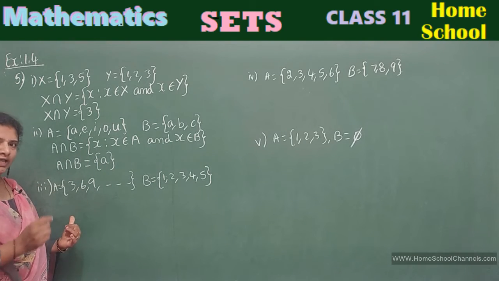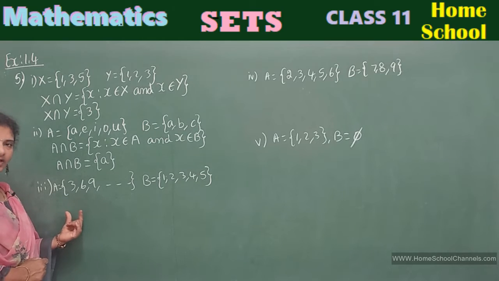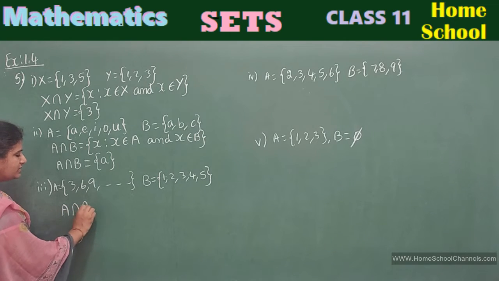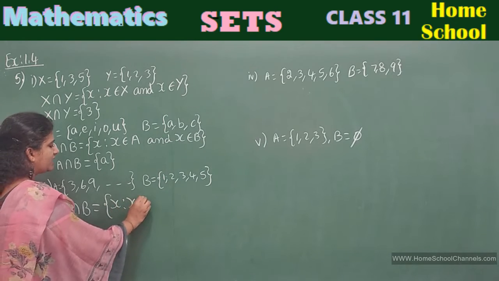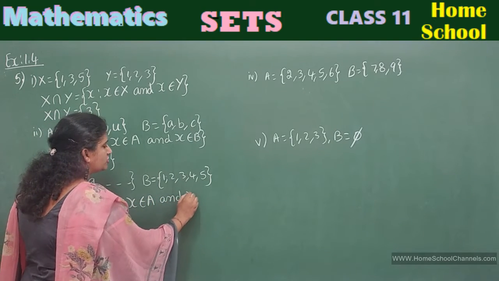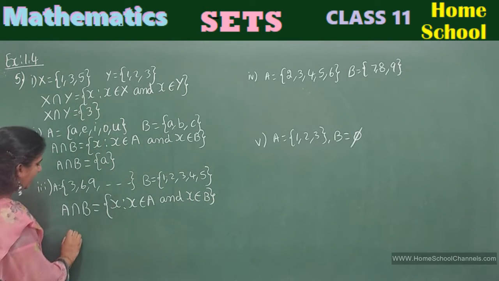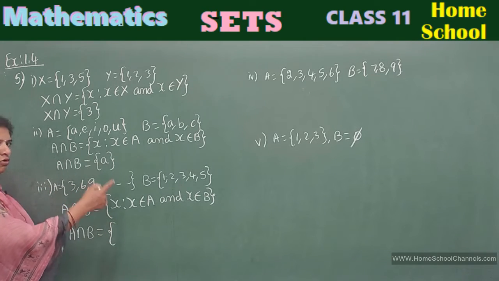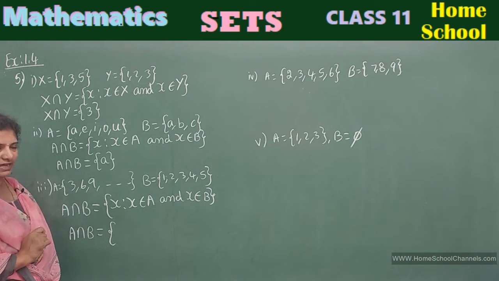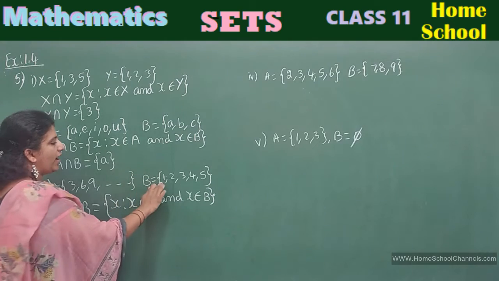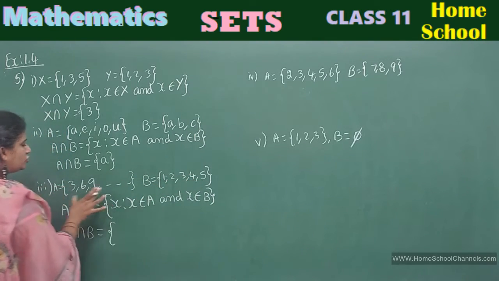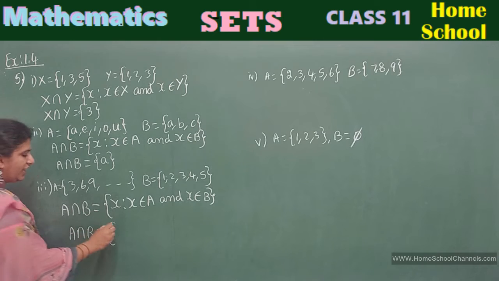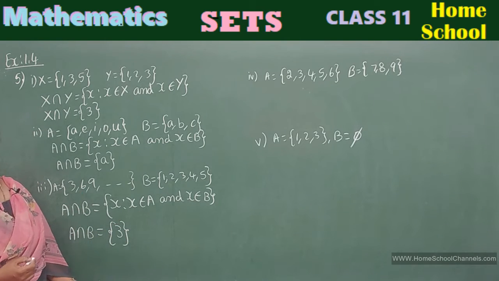See the third one. In your textbook you have set builder form, but I have written it in roster form. Now find A intersection B. A intersection B is equal to the set of all x such that x belongs to A and x belongs to B. Observe the two sets: 3, 6, 9, and so on. Where it ends we don't know. It is an infinite set. And here you have a finite set: 1, 2, 3, 4, 5. Among these, do you have any common element? Yes, 3 is common in both the sets. Therefore, A intersection B is equal to 3.